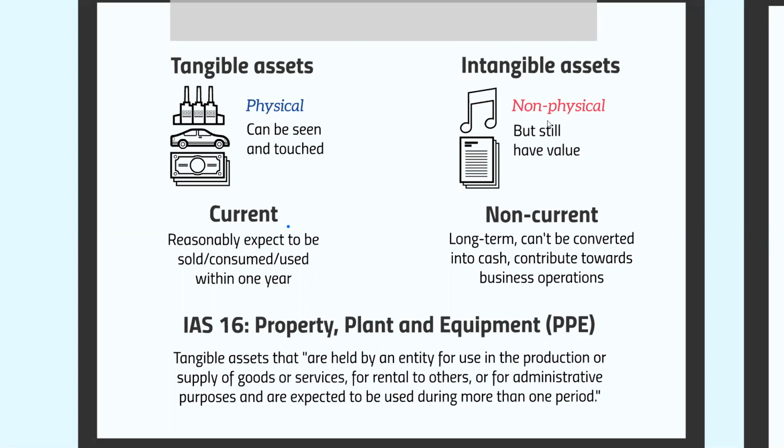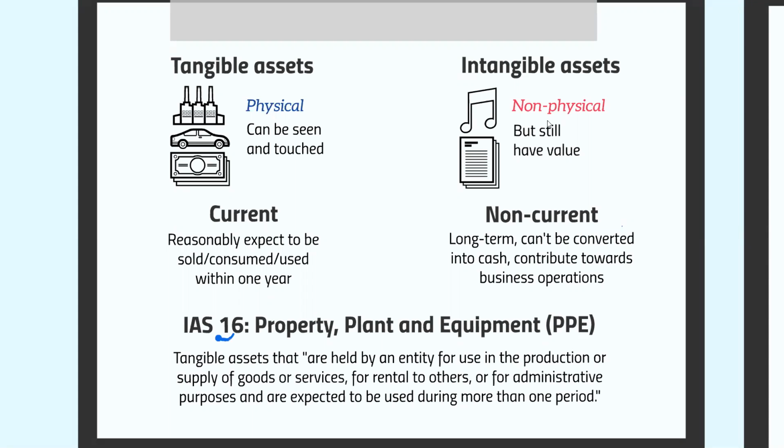Assets can then be current or non-current. So current assets are those which can reasonably be expected to be sold or consumed within 1 year. Non-current assets, however, can't be readily converted into cash. These are long-term assets and they contribute more towards business operations, okay? So it is these assets that we need to focus on in terms of depreciation, okay?